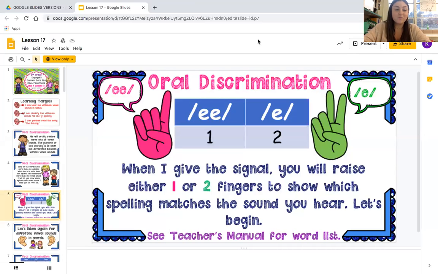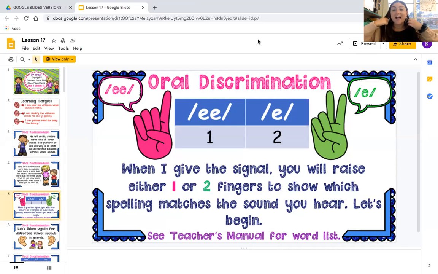All right, first word, reach. Do you hear E or eh in the word reach? I hear E, reach. Number 2, tree. E or eh in the word tree? I hear E. Good job.